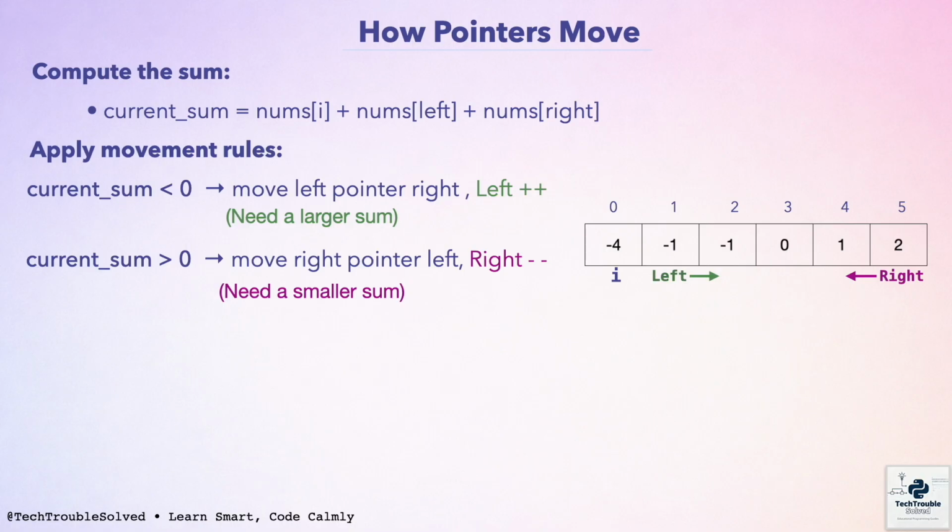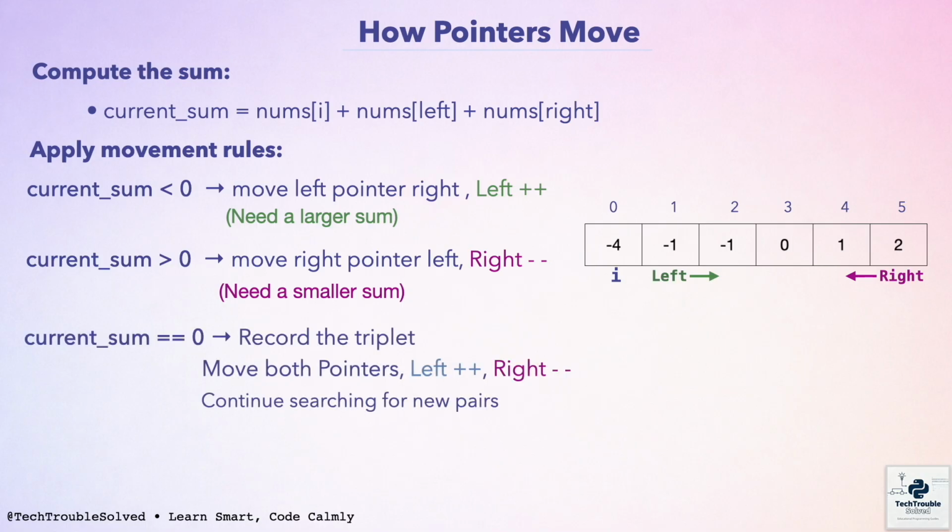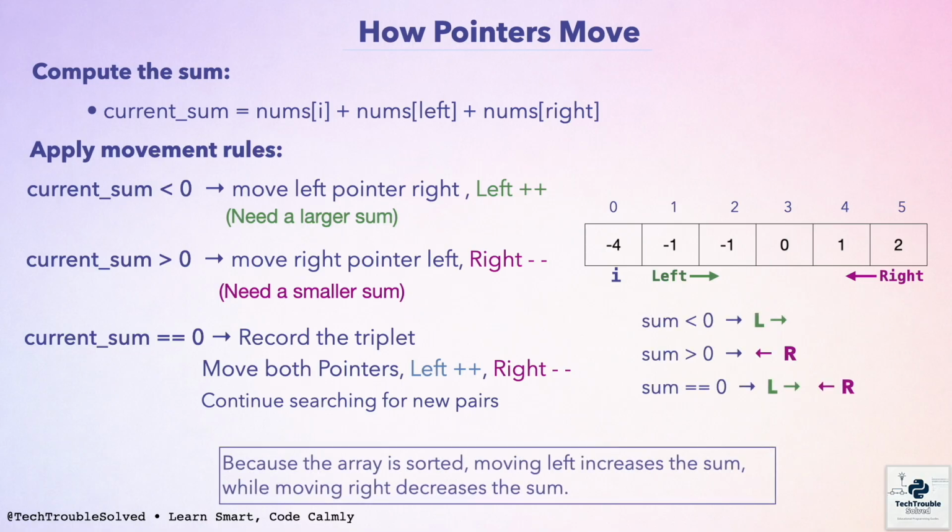If the current sum becomes exactly 0, we have found a valid triplet. So we record the triplet and then move both pointers inward, left++ and right--, to continue searching for other possible pairs. This strategy works because the array is sorted. Moving the left pointer increases the sum and moving the right pointer decreases the sum. Now let's walk through a step-by-step example to see exactly how these pointer movements help us find the triplets efficiently.